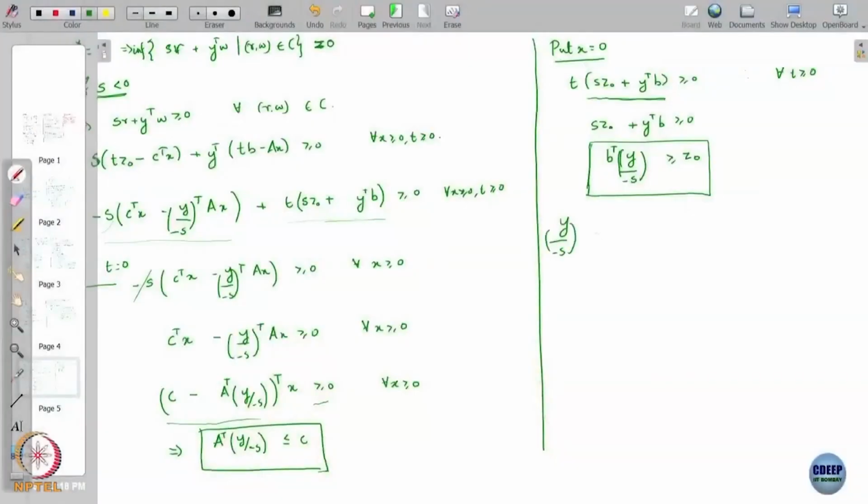Okay. So, y by minus s is feasible for the dual and satisfies b transpose y by minus s greater than or equal to the optimal value of the primal.